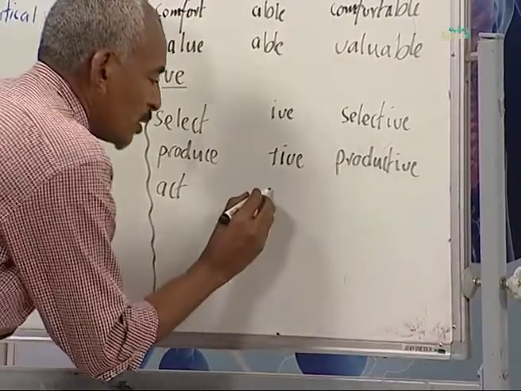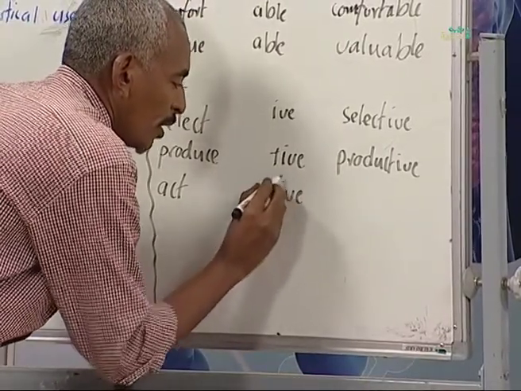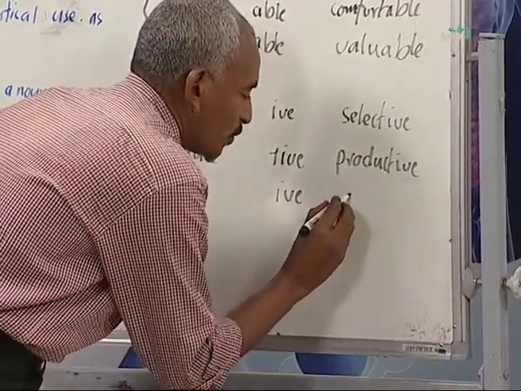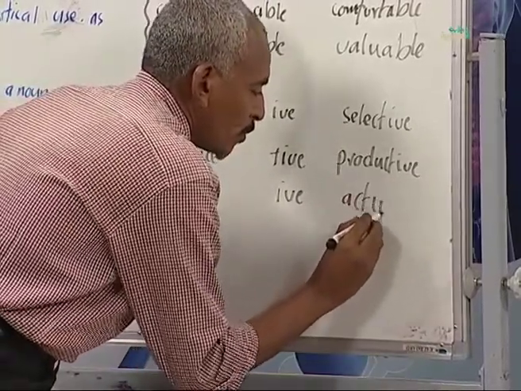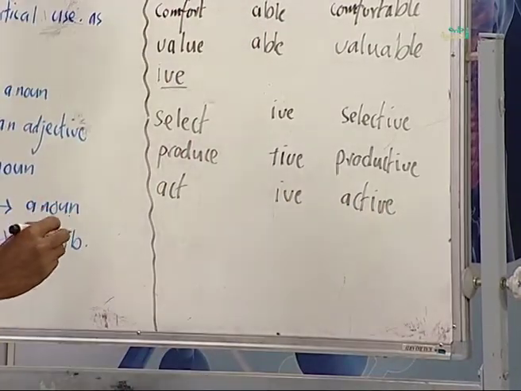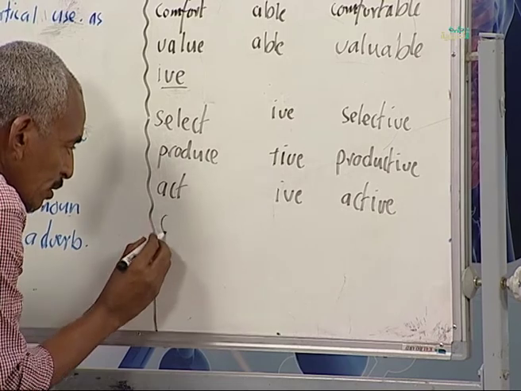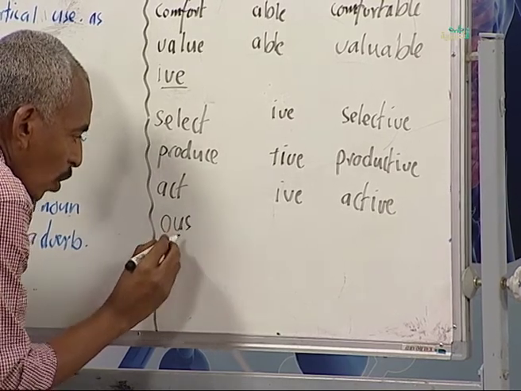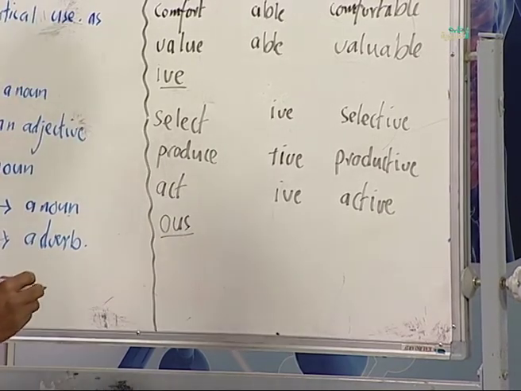Act, we add IVE, is going to be active. This is for IVE. We have OUS, the suffix OUS.